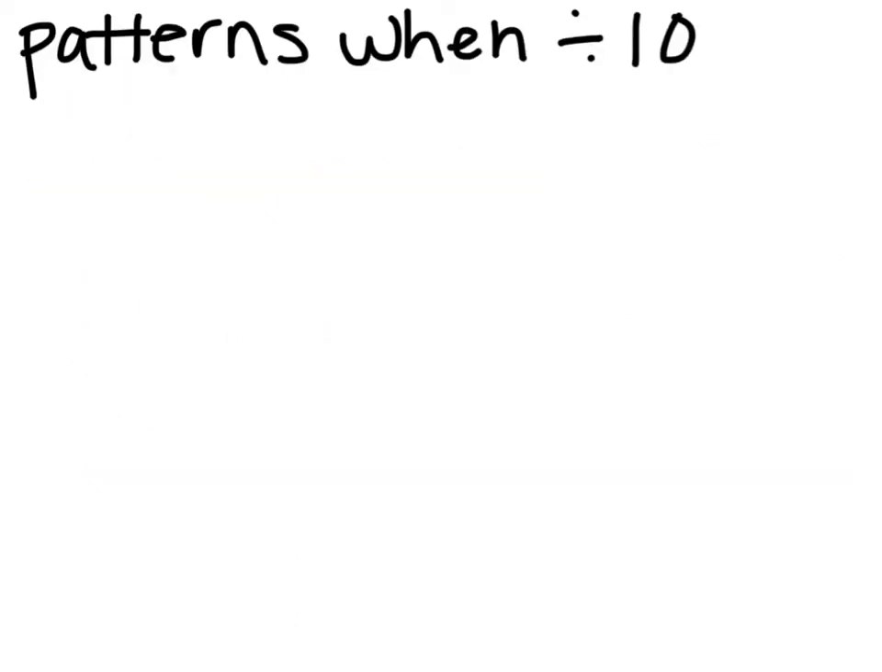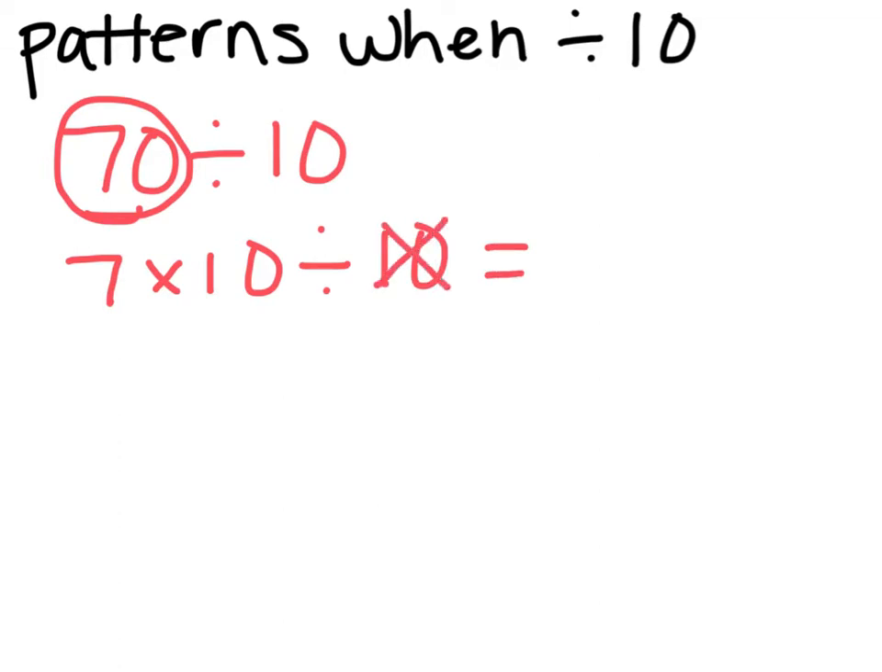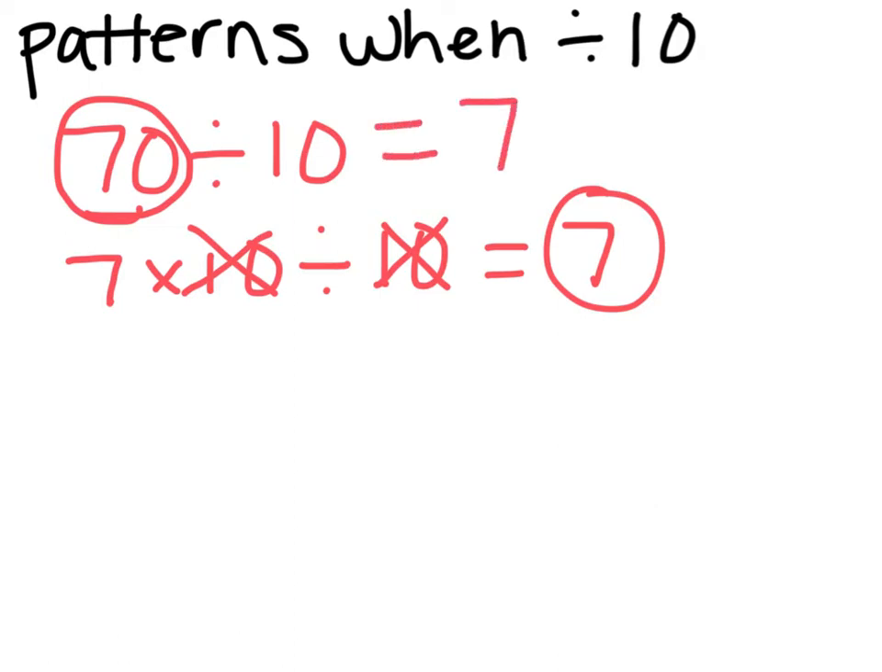Just as it worked when we were multiplying by 10, there's an easily discernible pattern when you divide by 10. Let's use this example, 70 divided by 10. Now, if we think of this 70 the same way we thought of it when we were working with multiplication, and we treat it as 7 groups of 10, all of a sudden this problem becomes very straightforward, right? We can see that the tens cancel one another out by becoming 1, and our answer is 7. So 70 is 7 groups of 10, therefore 70 divided by 10 equals 7.